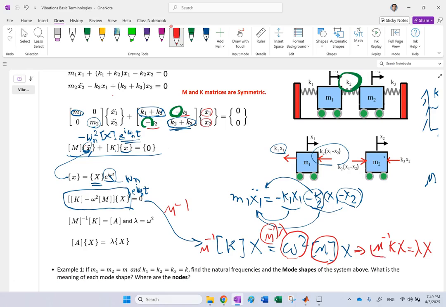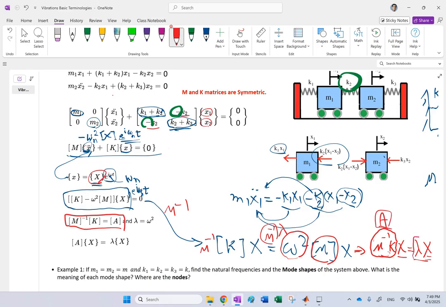Now this is a matrix. If you give this guy a name, call it A matrix. Now look at the problem you have. A times x is lambda times x. What kind of problem is that? You're right, that's an eigenvalue problem. So you see, if I form the M inverse K matrix, then lambdas are the eigenvalues of this matrix, and the amplitudes of the oscillations x are going to be the eigenvectors of the A matrix.